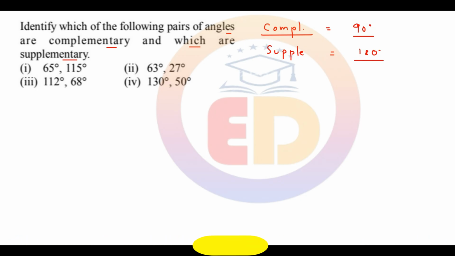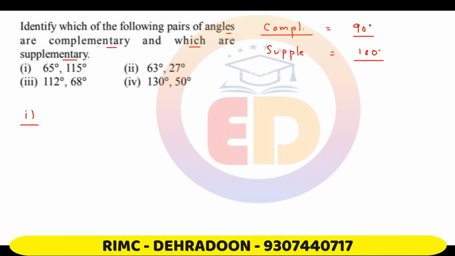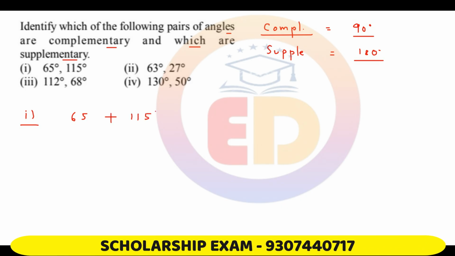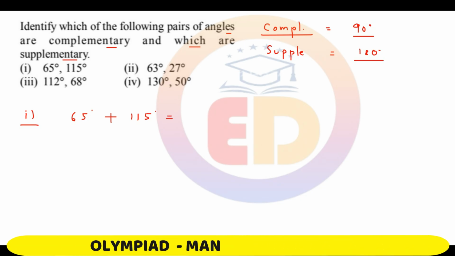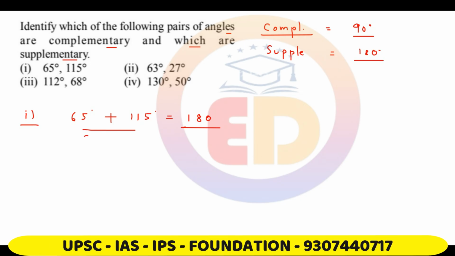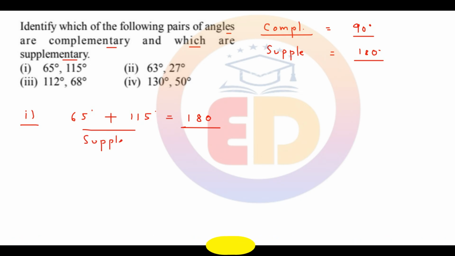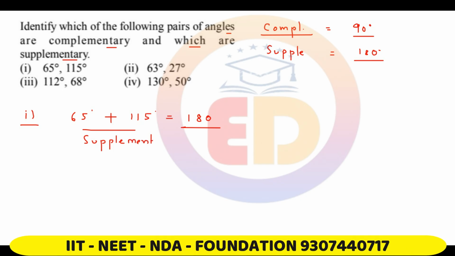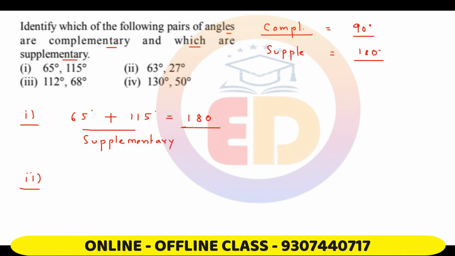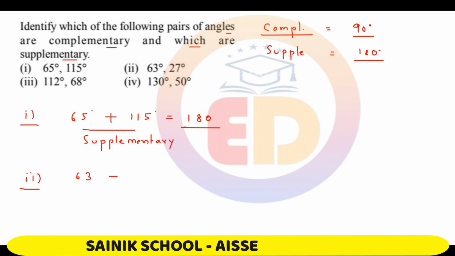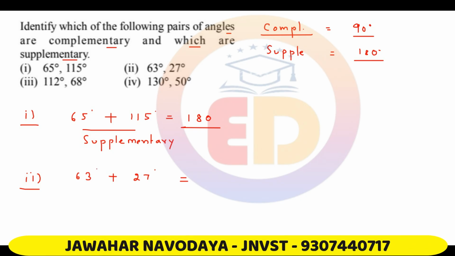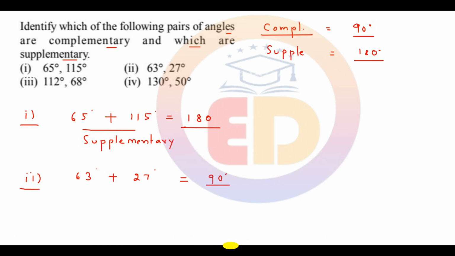For that we have to add. The first option is 65 plus 115. Now when we add 65 and 115, I get 180. Since the sum of two angles is 180, these two are supplementary angles. Let's go to the second option. The two angles are 63 and 27. Now sum of 63 and 27 is 90 degree. So these two are complementary angles.